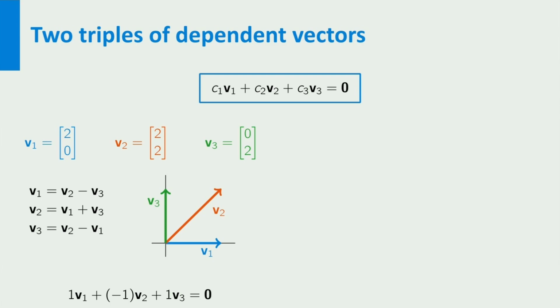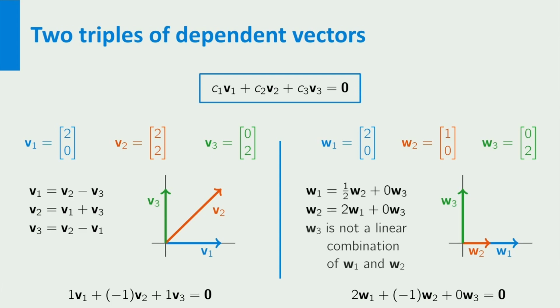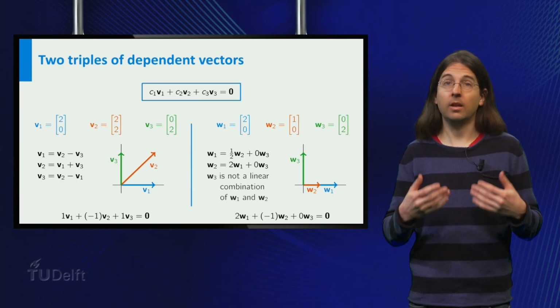However, it is a common misconception that this is always true. Indeed, the three vectors on the right are dependent as they satisfy the equation 2w1 minus w2 plus 0w3 equals 0. However, in this case, the third vector, w3, cannot be written as a linear combination of w1 and w2.